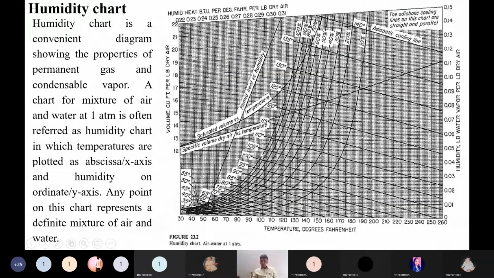So for example, this humidity chart you have to draw in the examination whenever they ask you to explain in detail about the humidity chart. So the humidity chart is nothing but a convenient diagram showing the properties of a permanent gas, which is nothing but air, and the condensable vapor, which is nothing but water vapor. A chart for a mixture of air and water at 1 atm is often referred to as a humidity chart, in which temperature is plotted as the abscissa or x-axis, and humidity on the ordinate, that is the y-axis. Any point on the chart represents a definite mixture of air and water.